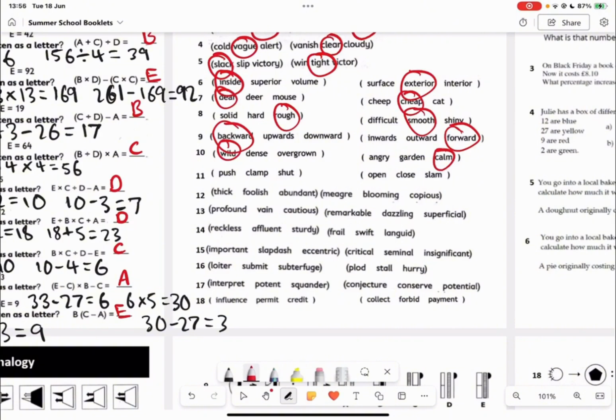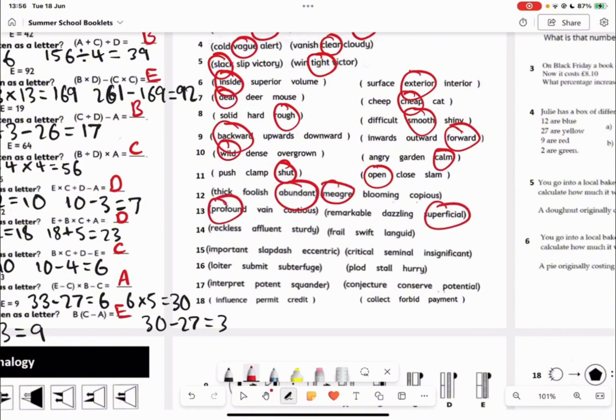Question 11 is shut and open. So this is similar to something being open or closed. And then question 12. Question 12 will be abundant and meager. So this is looking at how much of something there is. Abundant is when there's lots of something, whereas meager is the opposite. It's something where there's very few, meager. So 13 is then profound and superficial.